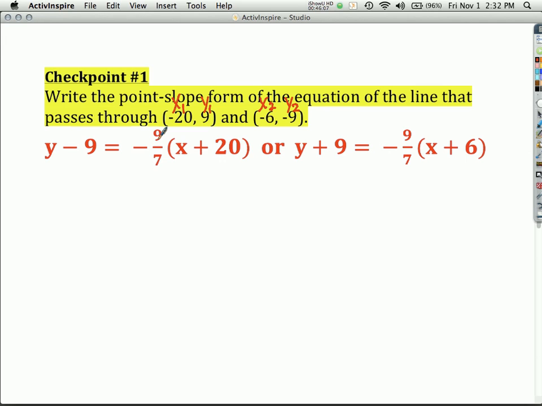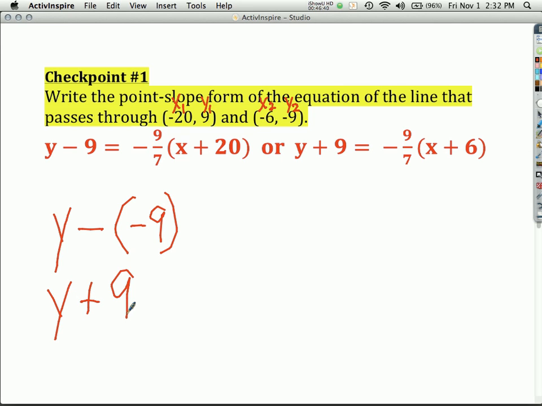Maria and then Jada. How'd you get y plus 9 with negative 9? Because the form, you don't put y minus negative 9. So if you chose this point, then you have to change this to y plus 9. Okay? It's just one of those details that you have to know in this class. Okay, Jada? Same question? Okay.